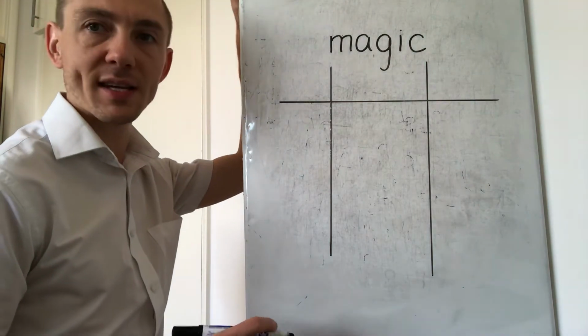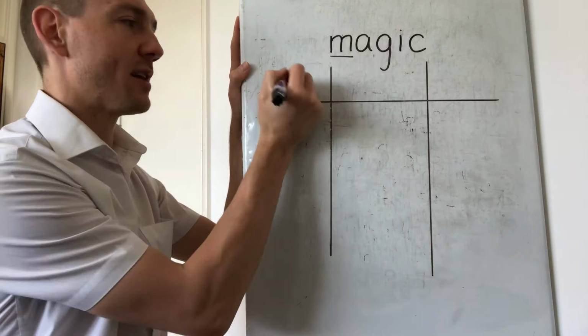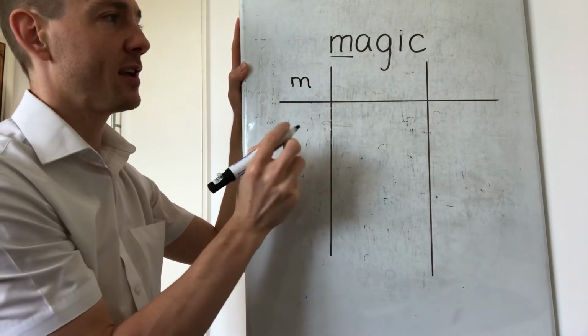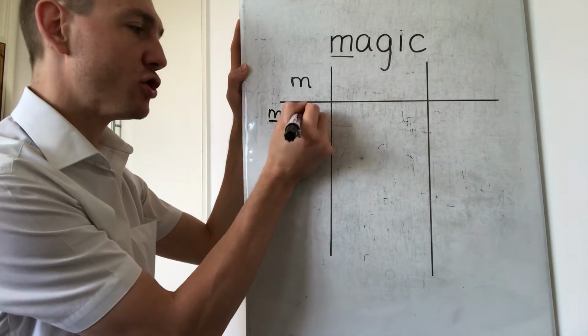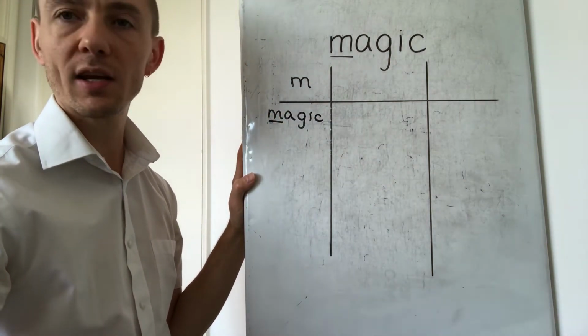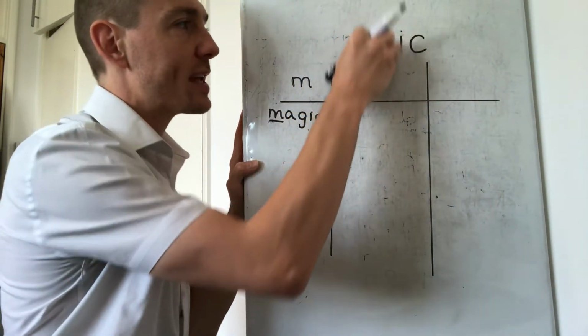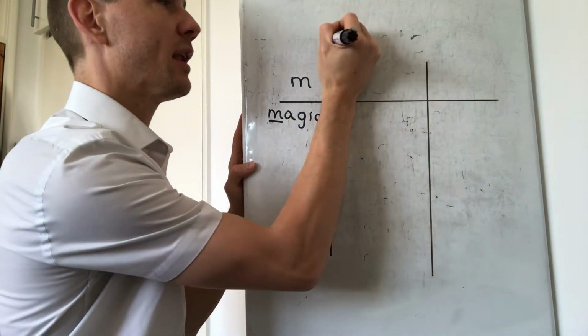Okay, so coming back together, we can see that we've got just the M spelling of the sound. So that's our first heading. And we build the word. We say magic, magic, magic, with just the M on its own spelling. The next one though, let's have a look.